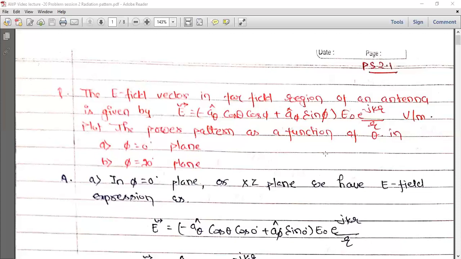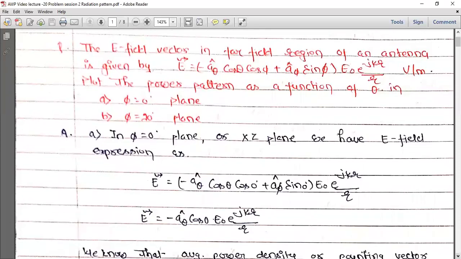First of all, we will solve the expression for the phi equals 0 plane. So as you can see here, the expression for electric field intensity is given by E phasor equals minus A theta cap cos theta cos phi plus A phi cap sin phi, E0 e to the power minus j k r upon r. In order to find the resultant field in this particular direction, obviously the field is a function of phi and theta. So obviously the radiated power or power density or radiation intensity all will be functions of theta.